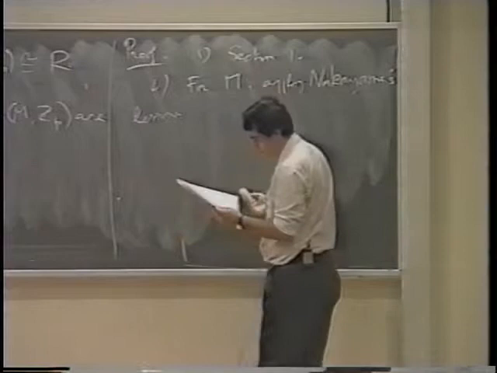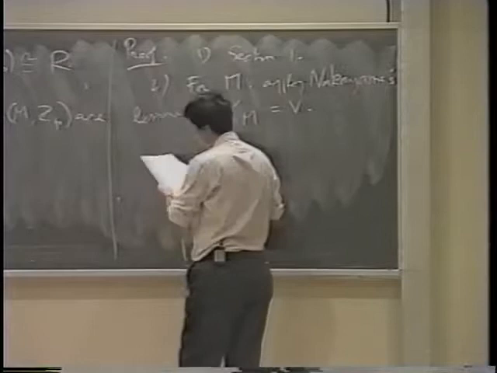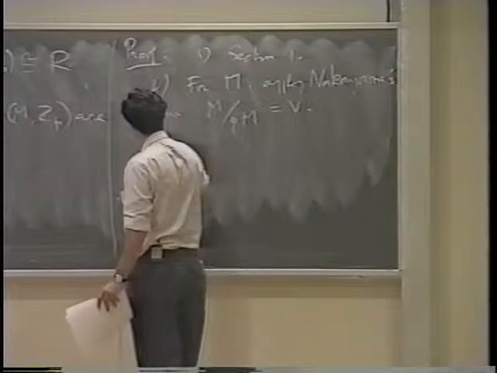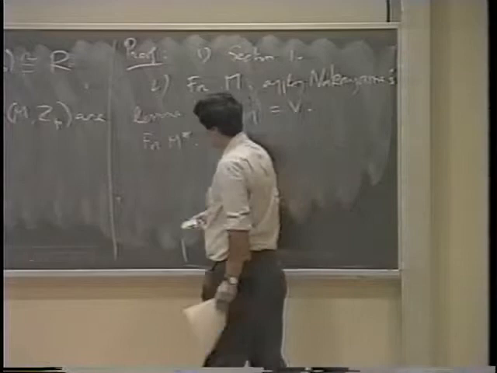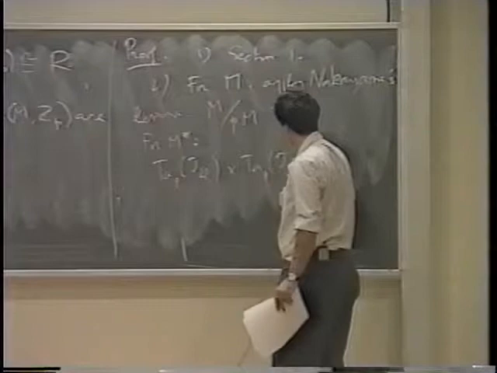Because you can just notice that M modulo PM is V. So you apply Nakayama's lemma. And for M dual, there is a trick. Actually, it will be useful later also, which is that on the Tate module, we have a perfect pairing. We consider the Weil pairing.